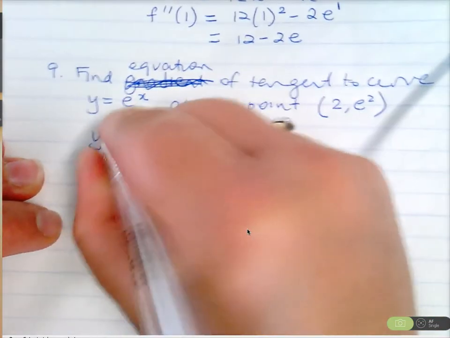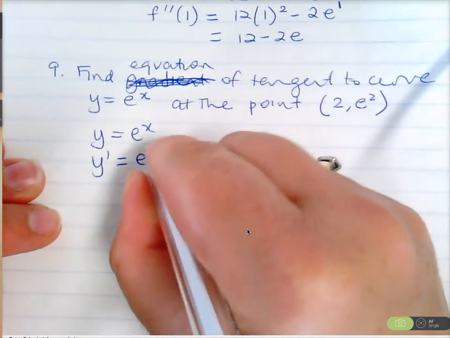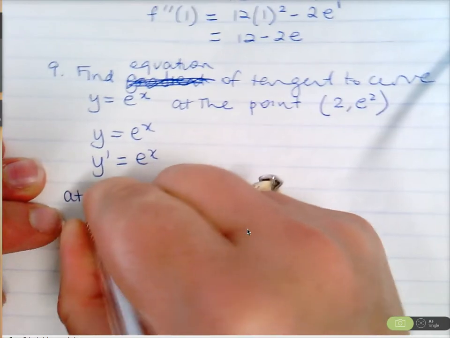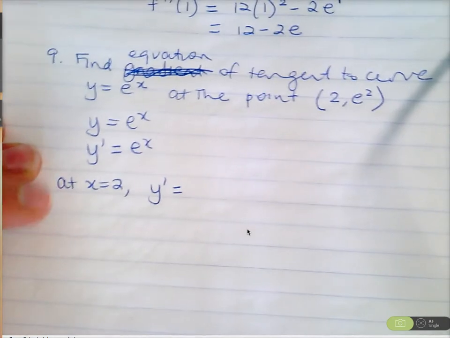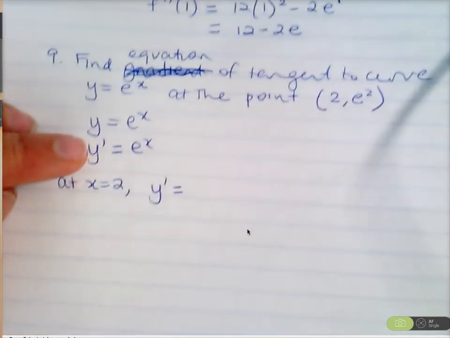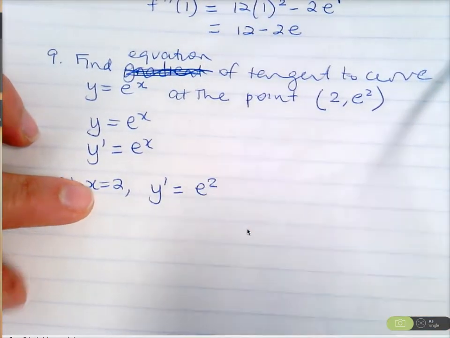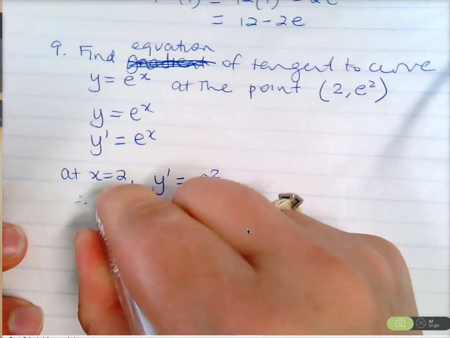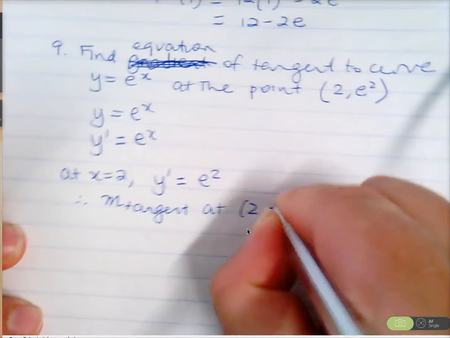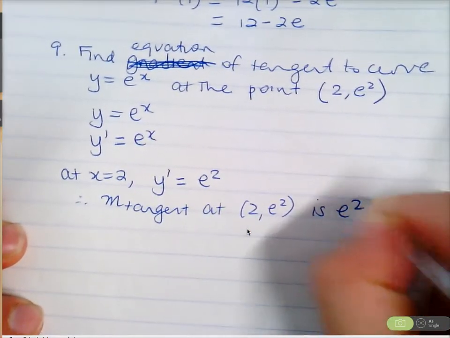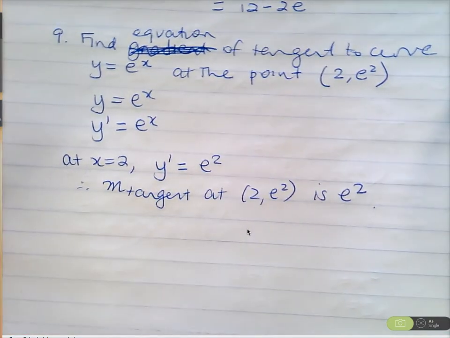So let's just, we've got y equals e to the x. Y dashed is e to the x. At x equals 2, y dash is, so girls, first derivative gives you the gradient function. When x is 2, y dashed is e squared. So therefore, the gradient of the tangent at 2 is e squared. If it was a normal, would it be negative? Yes, if it's a normal, yeah, we'll flip it.